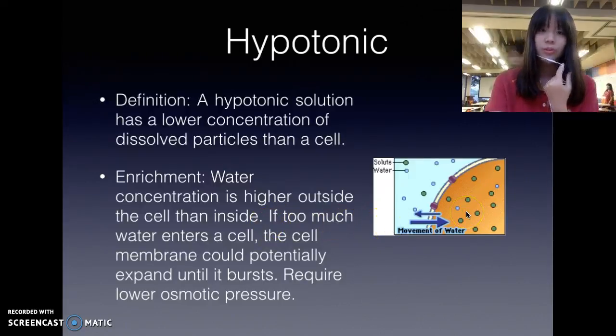So more water will tend to cross the membrane and go inside the cell. So if too much water enters, the cell membrane would expand, and when it becomes so large it will explode. And the hypotonic solution also requires lower osmotic pressure than the solution it compares.